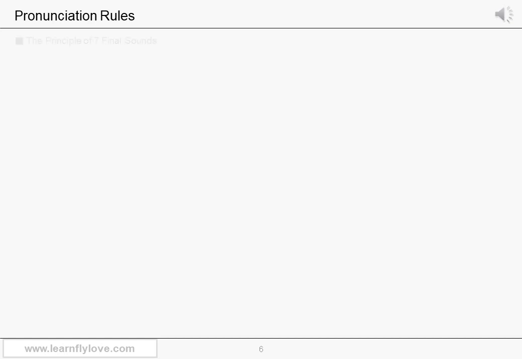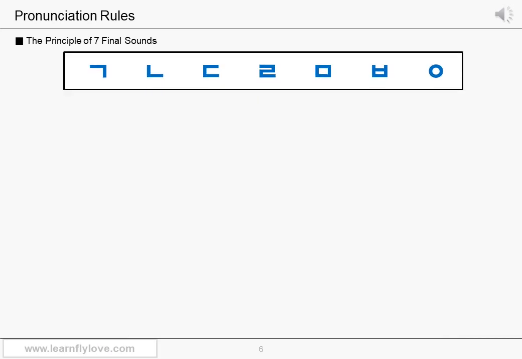Let's start with something you already know. The principle of 7 final sounds. If you're not familiar with this, please watch lesson 2.1 one more time. According to the Korean standard pronunciation rule, only 7 sounds can come as a final sound of a block. Again, only 7 sounds can come as a final sound of a block. Please don't mix up. We are talking about the pronunciation, the sound, not the consonant itself.